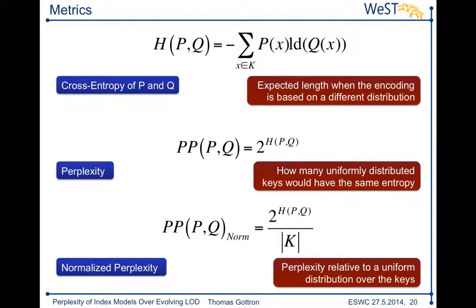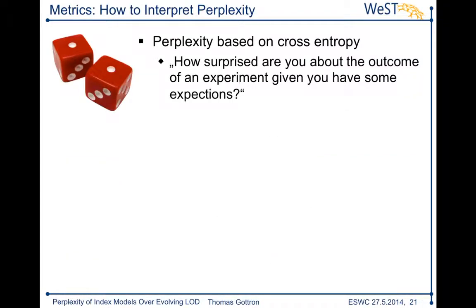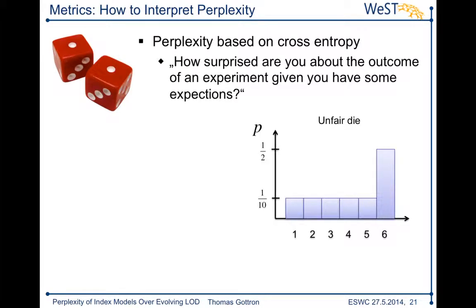Now that might seem a bit abstract, so let me give you an example of how to interpret perplexity. Perplexity based on cross entropy can be seen as how surprised you are about the outcome of a random experiment if you have some expectations. So let's do a classical random experiment. Let's assume we've got a die, and here we have an unfair die to make things a bit more interesting. So this die, if we're rolling it, we have a probability of half to actually get a value of 6, and all the other numbers are much less likely but equally likely.